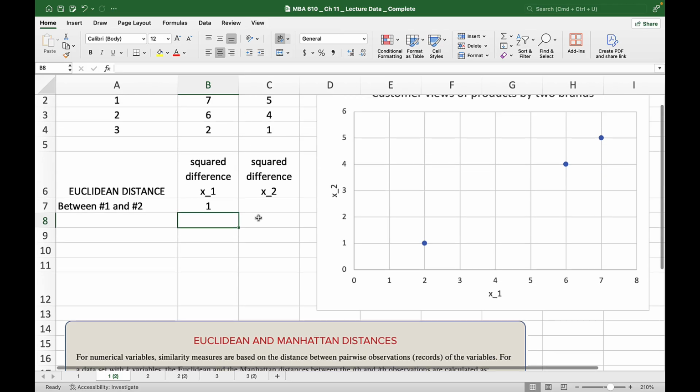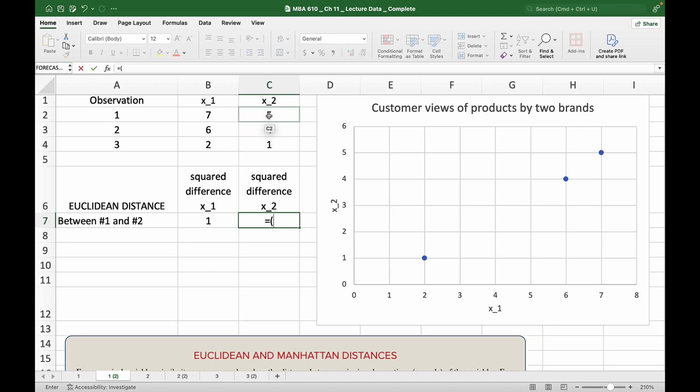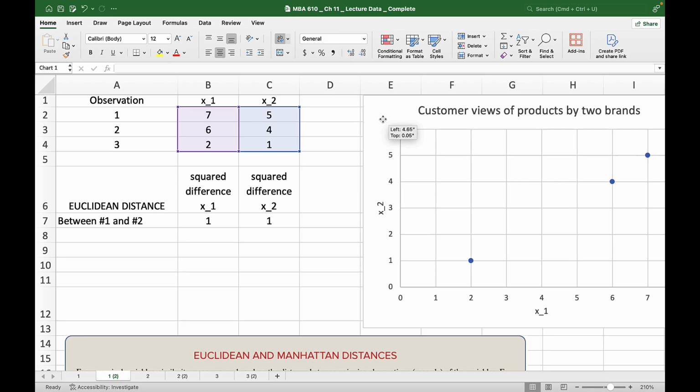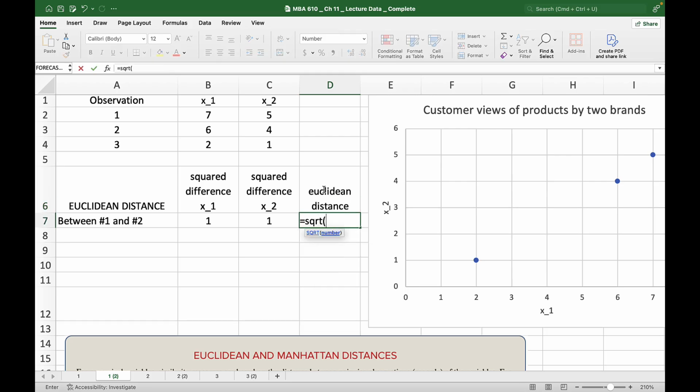With regard to product 2, let's call this North Face. Person 1 looked at 5 North Face products, person 2 looked at 4 North Face products. So the squared difference, 5 minus 4 squared, would be the same if I did 4 minus 5. And then the Euclidean distance is equal to the square root of the sum of these two things.